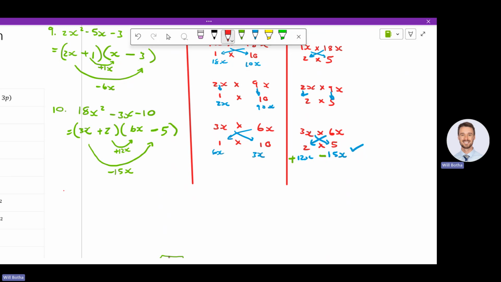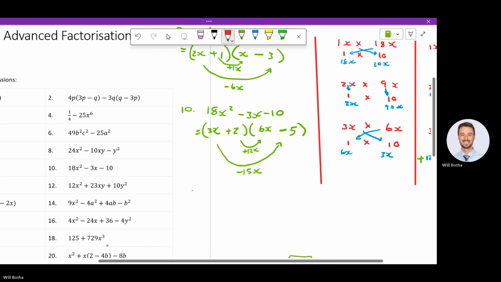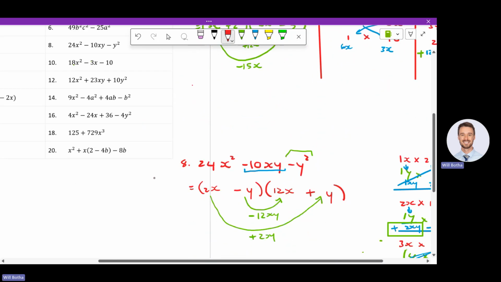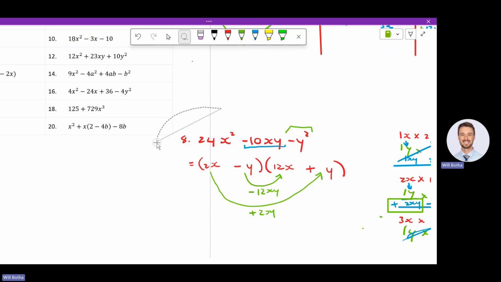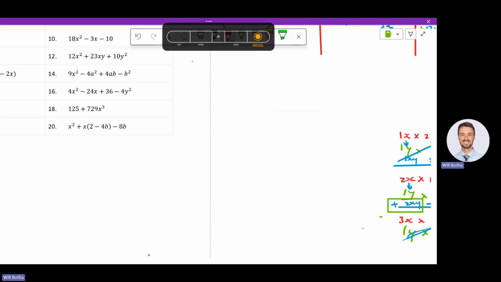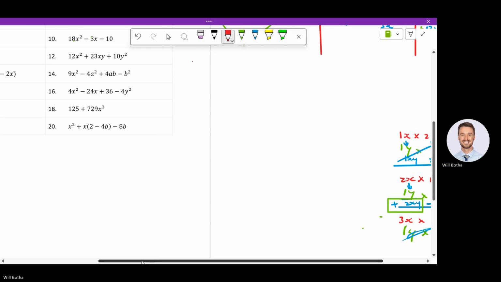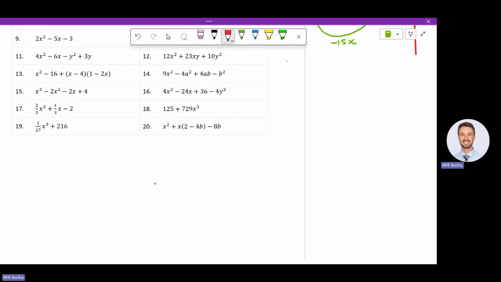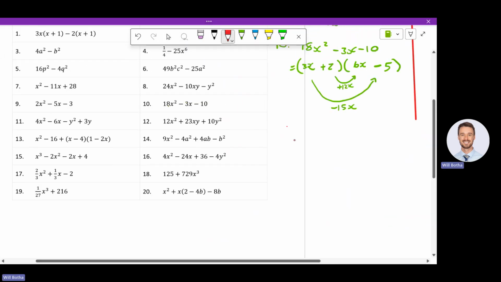That was number 10. Let's look at number 11. Can I erase number 8? Does anyone still busy here? All right. So number 11 looks like this.